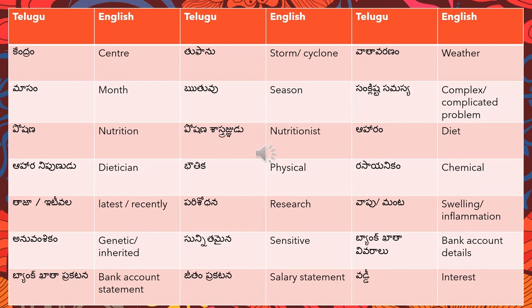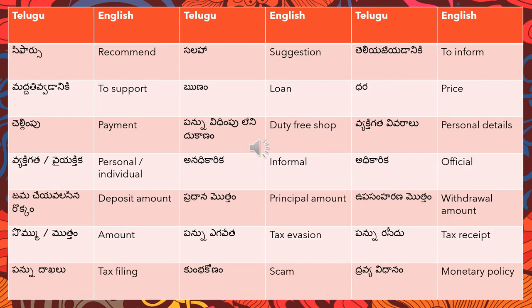Bank khata vivaralu is bank account details. Then vaddi means interest. So the next word is sifarisu, that is recommend. Sifaris cheyadam.